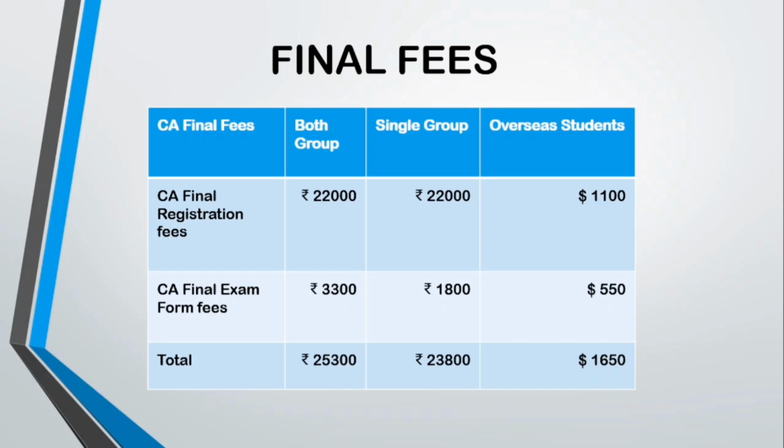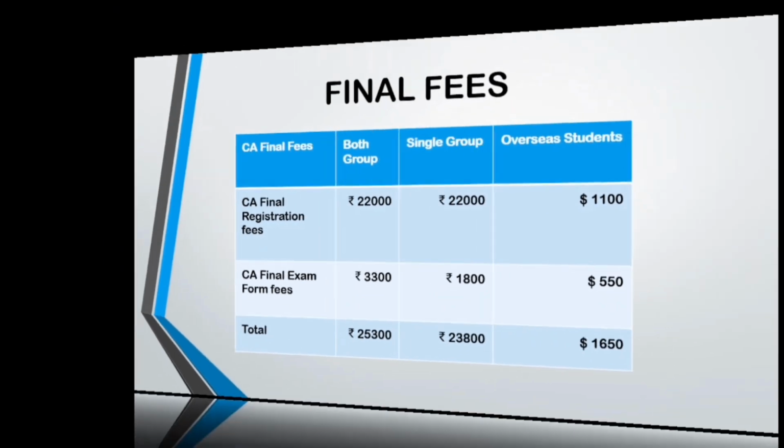Finally, we have the CA final level. The fee for both groups is rupees 25,300 for Indian students and $1,650 for foreign students. For a single group, it's rupees 23,800. For foreign students, $1,650.